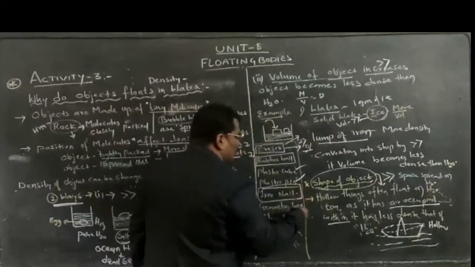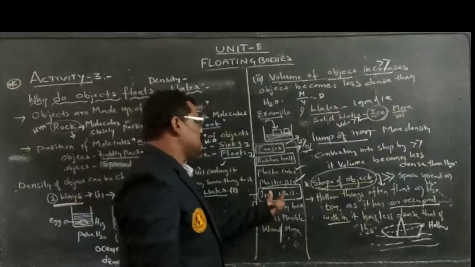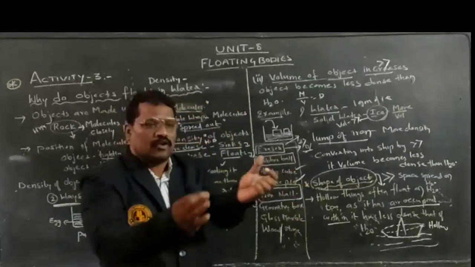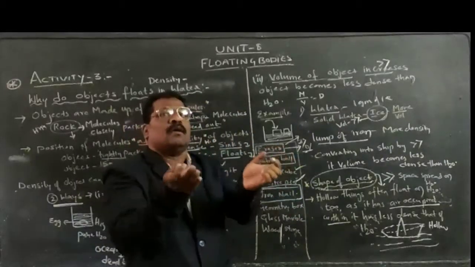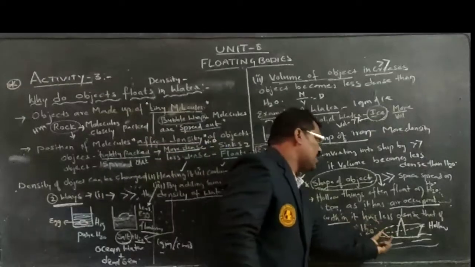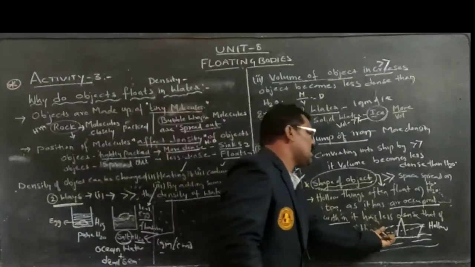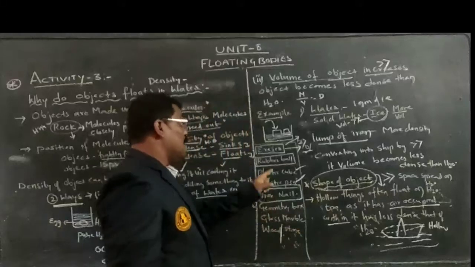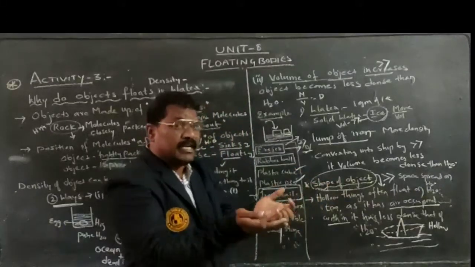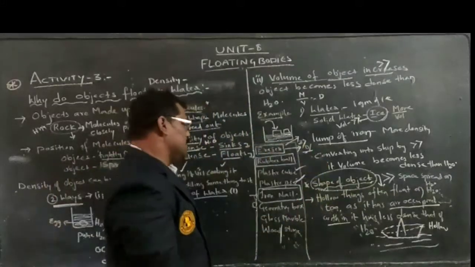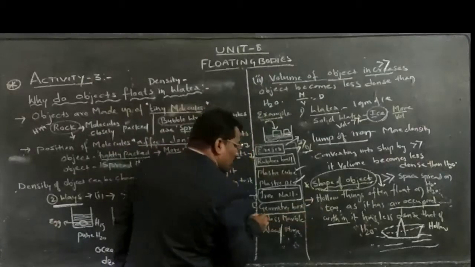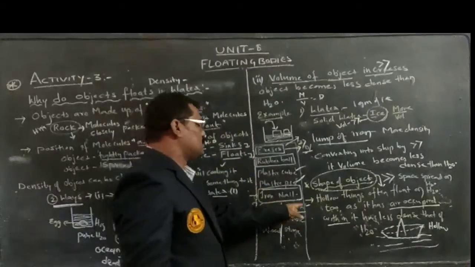A nail, if I am taking it up, it will sink into the water. But the same nail, if I form it in the shape of a ship, if I am heating it up and converting it into the shape of a ship, what happens? It can float on the surface of water. Why? Because its volume gradually increases. A geometry box, its volume will be more than that of a nail. It floats on the surface of water.